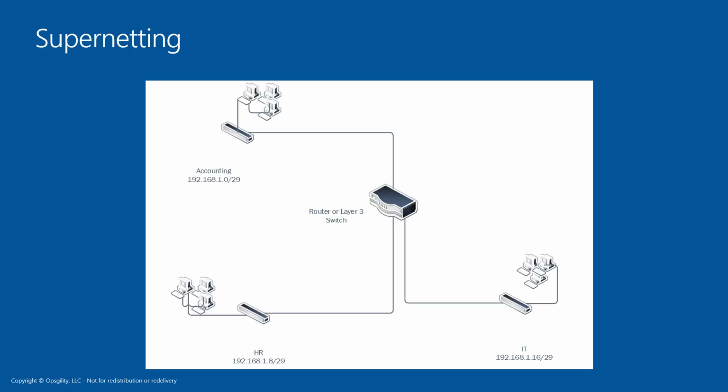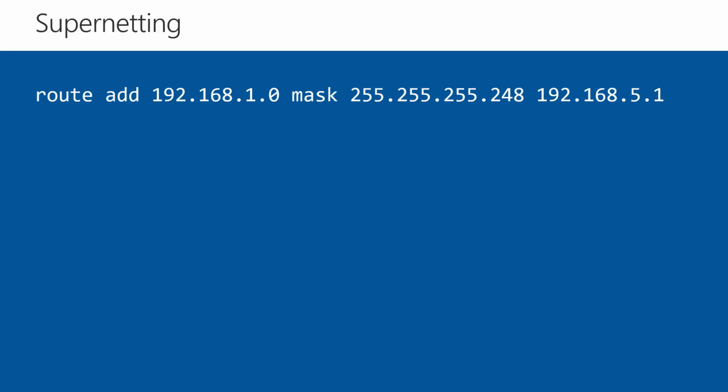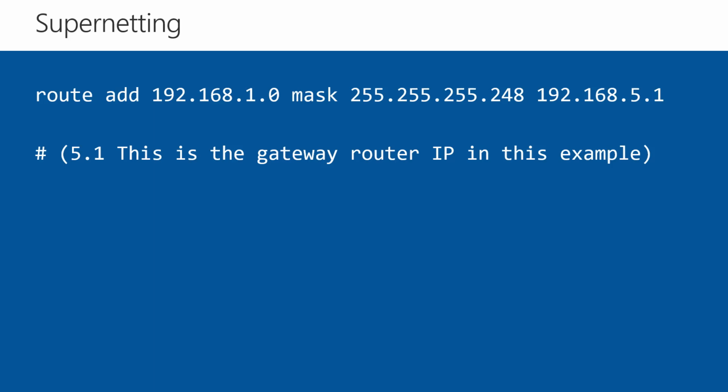Let's see how it does that using our graphic where we have 3 different networks with all a /29 CIDR setup, which means that each of them has 6 usable addresses. In the middle, we have either a router or a layer 3 switch. Either one of those will work for this particular scenario. Let's take a look at some routing statements. In this case, we're using a Cisco router, and we see route add 192.168.1.0, and then we see the mask, which is a /29, represented by 255.255.255.248. And then the last thing we see here is a 192.168.5.1, and that is our gateway.